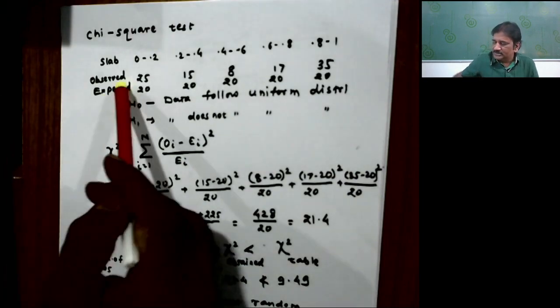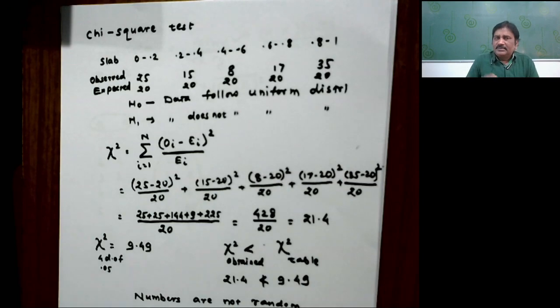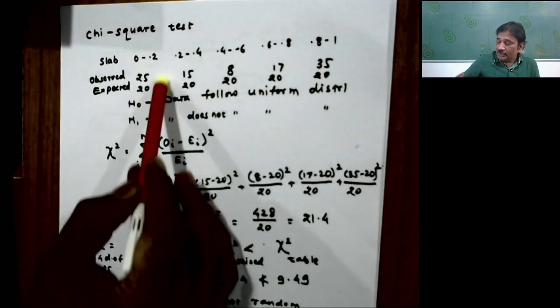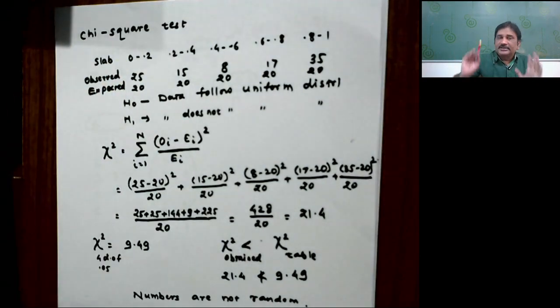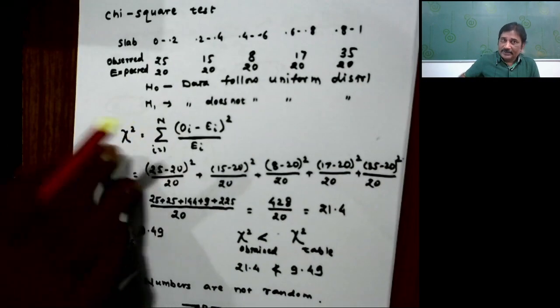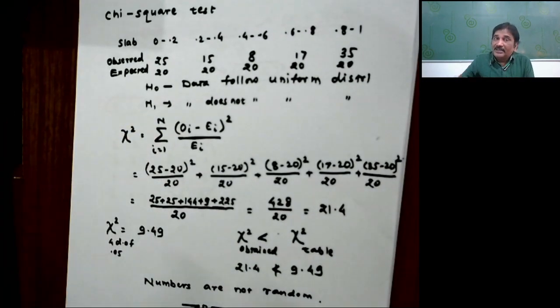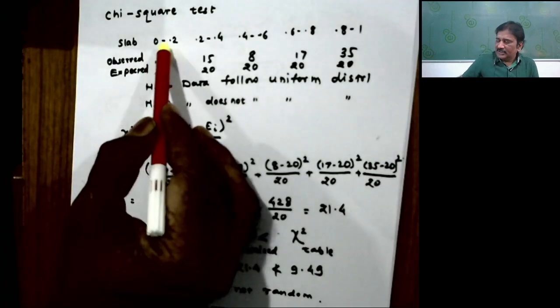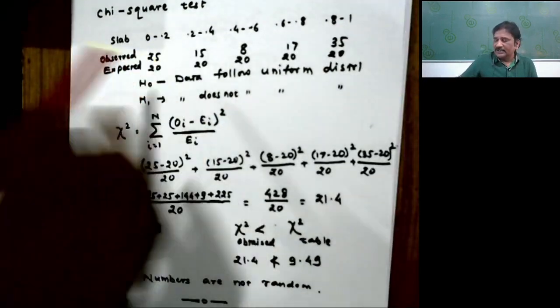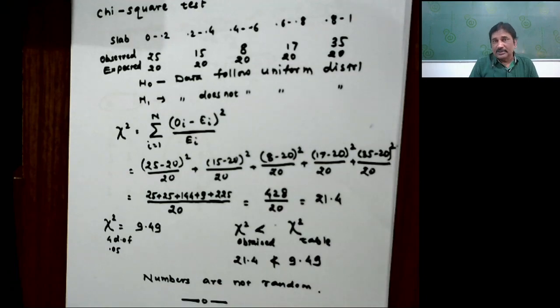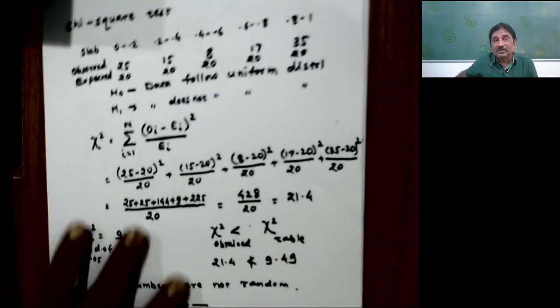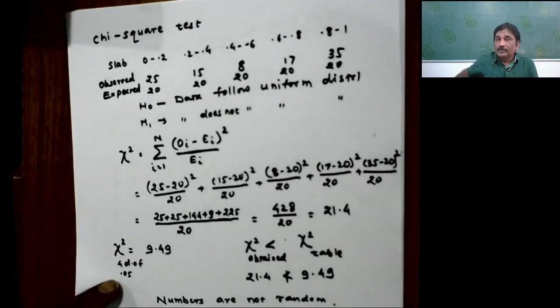If all these numbers are comparable and a little bit around 20, then it is uniform distribution. And the second extreme: if you get all the data values lying between 0 to 0.2, whereas they were supposed to lie equally between the slabs 0 to 0.2, 0.2 to 0.4, and so on. If all 100 values lie between 0 to 0.2, then also I would say with confidence that the data is not random. It doesn't follow uniform distribution.